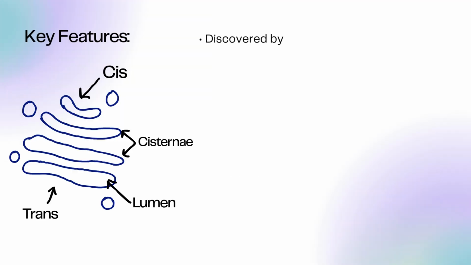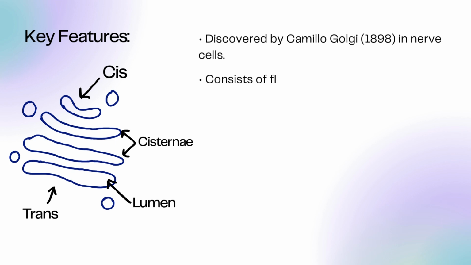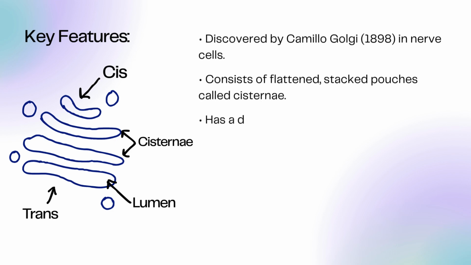The Golgi apparatus was first discovered in 1898 by Italian scientist Camillo Golgi, who observed it in nerve cells. Under the microscope, it appears as a stack of flattened membrane-bound sacs called cisternae. You can see it in the image.